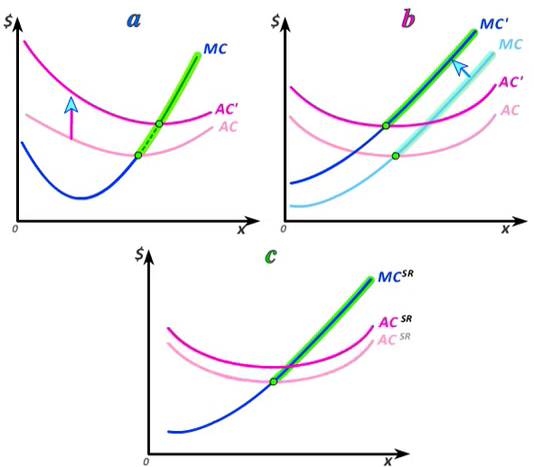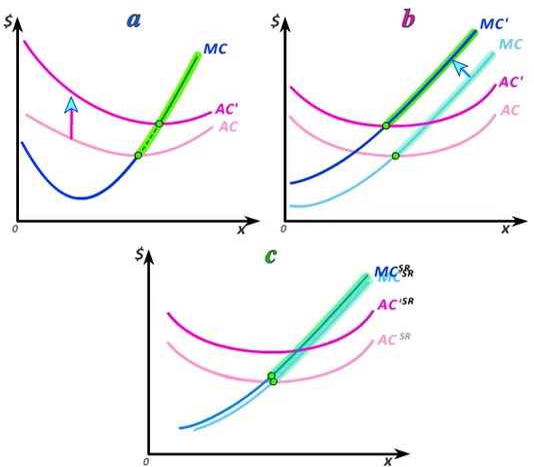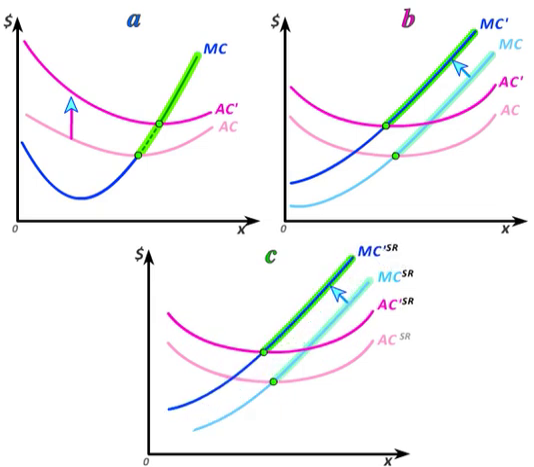Since labor costs are variable costs in the short run, they figure into marginal costs as well as into average costs, and so both curves will shift up, causing the short-run supply curve for output to shift to the left.